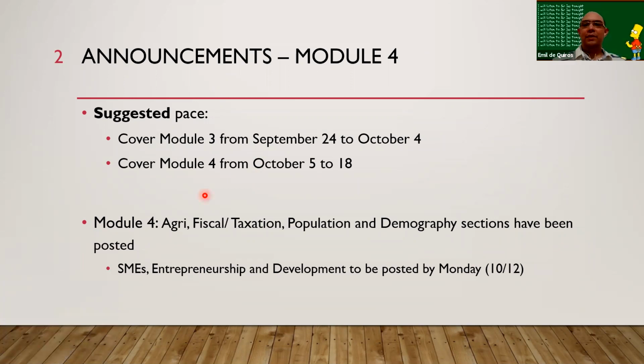In Module 4, the initial sections have been uploaded. Just an hour ago, I uploaded the third one. There's 4 in Module 4. The first is Agri, which covers agrarian reform as well. Fiscal and taxation matters is the second. The third is population and demography. I just finished that and published it on Canvas. I'll publish SMEs later this week, but at most Monday, so most likely by Friday or Saturday. That's the shortest section in the module.